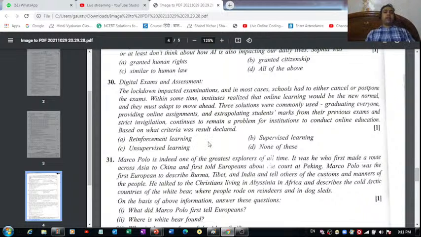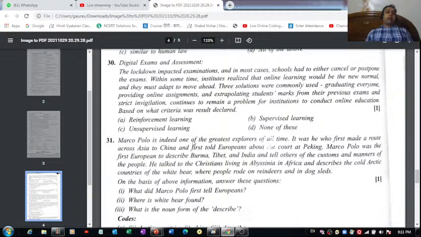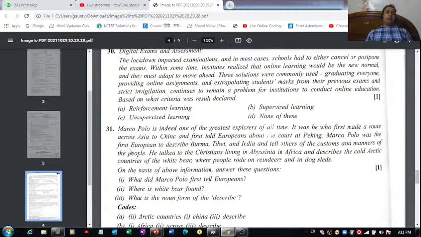Based on what criteria was the result declared? Reinforcement, supervised, unsupervised, or none of these? So the correct answer to this one is none of these, right? We cannot use any of these criteria for simply declaring the result. We'll have to find it out manually.